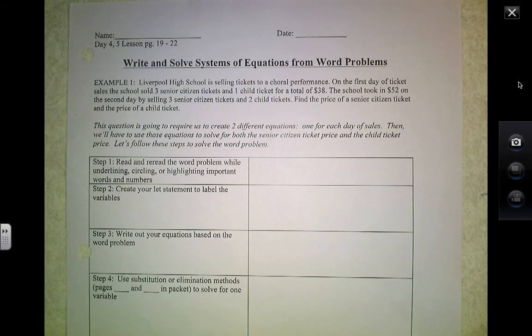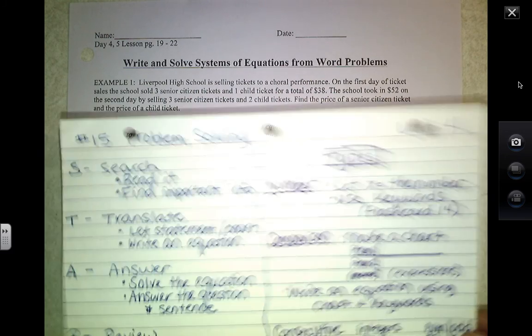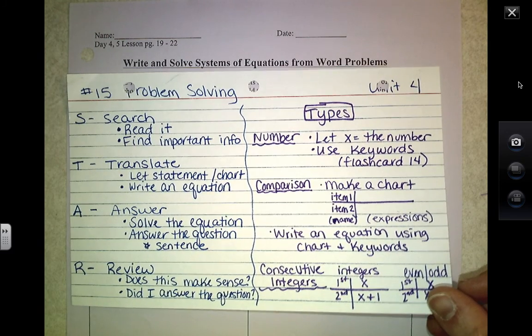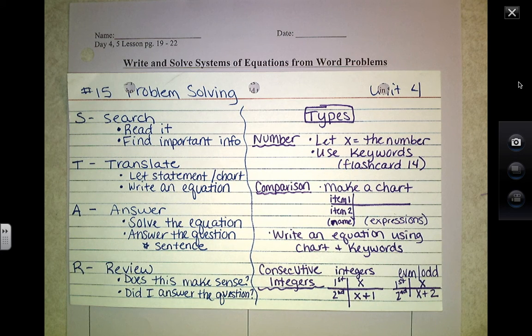I am on page 19 in your packet, so you can go ahead and open up to that. But I want to bring your attention to an old flashcard that we did back in Unit 4. So I'm going to put that up on the screen. And this was the flashcard we talked about problem solving.